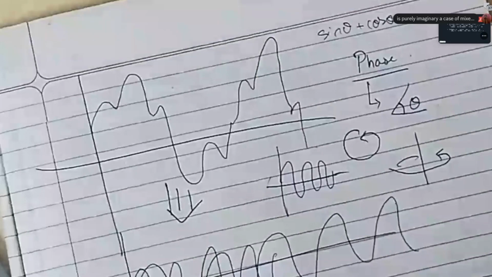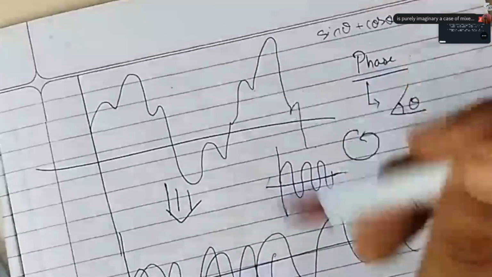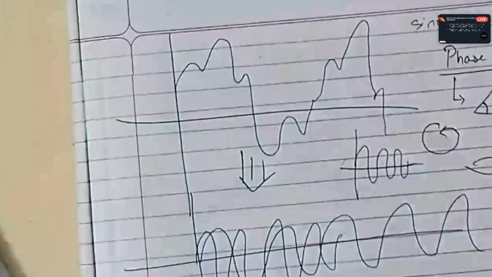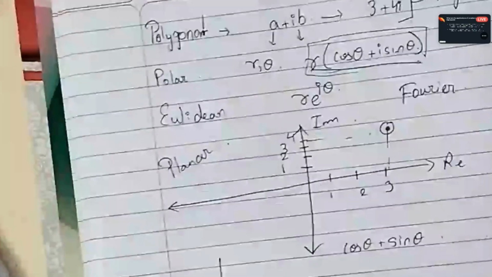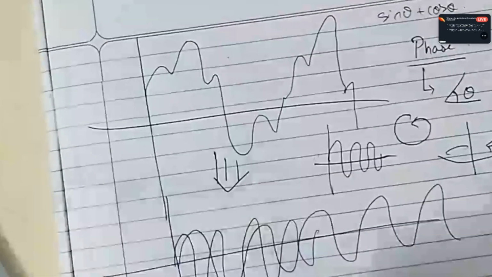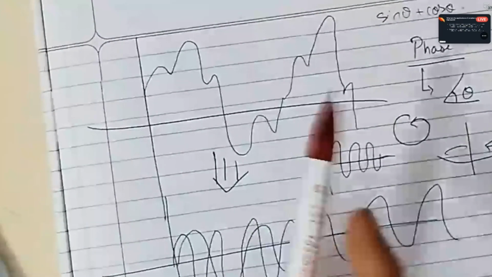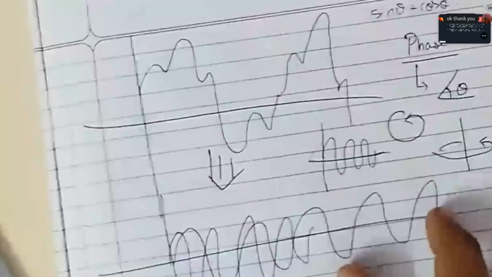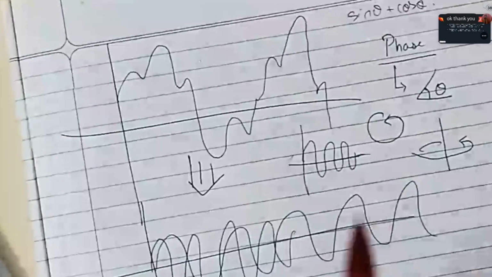Is purely imaginary a case of mixed numbers where A is real? No. So purely imaginary is a complex number, but it is considered purely imaginary. Mixed numbers are basically when A is non-zero. But yeah, you can sort of say it is a subset, but it is not considered to be part of mixed numbers, if that makes sense. Mixed numbers are considered when A is non-zero.